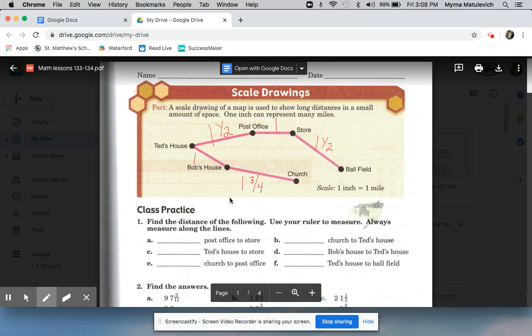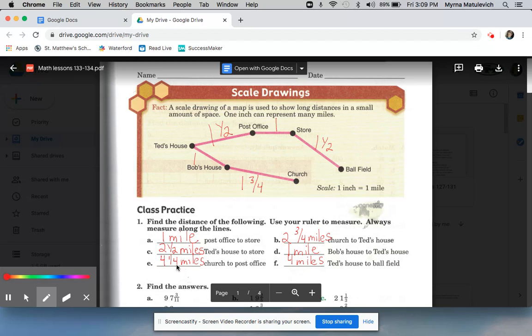Okay, so post office to store, 1 mile, because it's an inch, and 1 inch equals 1 mile. Ted's house to store, 1.5 inches plus 1 inch is 2.5 inches, but since each inch equals a mile, it's 2.5 miles. I'm going to pause it now, and you can pause it and try to do the rest, and then check your answers with me.